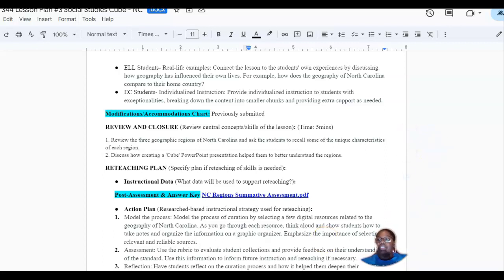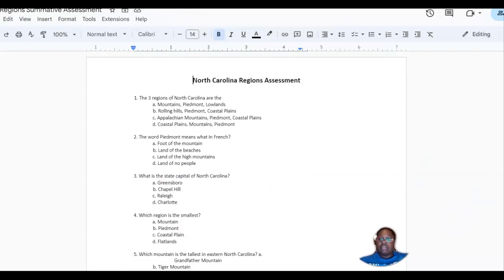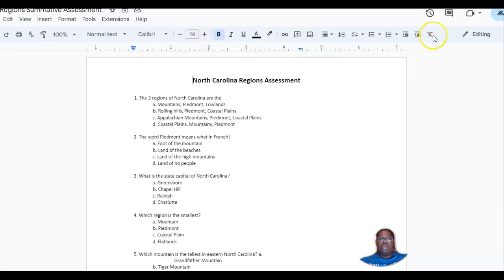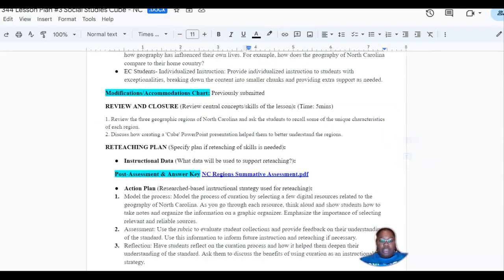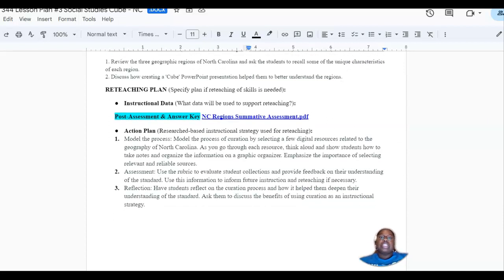And after that, we're going to do the summative assessment. And again, this is the summative assessment, just 10 basic questions, multiple choice, on the three regions. And the action plan. So if I had to reteach this to students, I would first model the process all over again, giving an assessment, and then we are going to reflect on what was being taught.